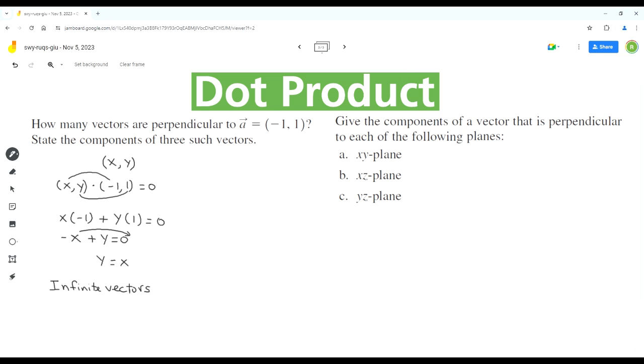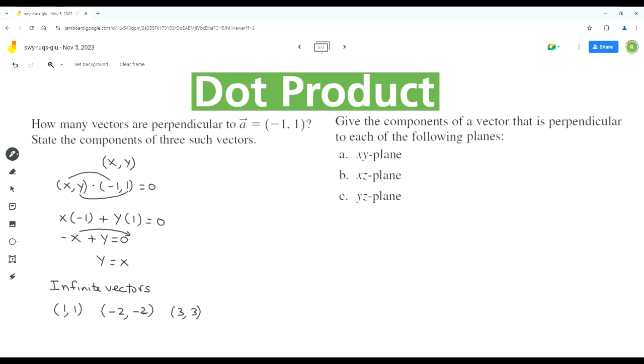Now we have to state the components of three such vectors. So first possible vector can be 1, 1. So their x and y components should be the same. Another possible vector can be -2, -2. And the third possible vector is 3, 3. So these are three possible vectors that are perpendicular to vector A. So we are done with the first problem.